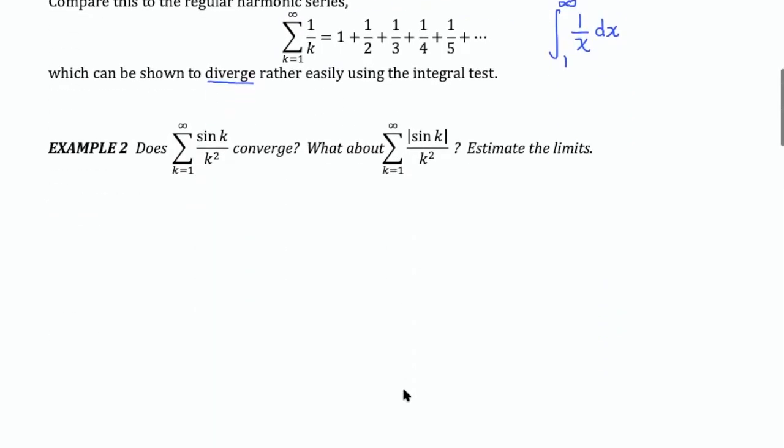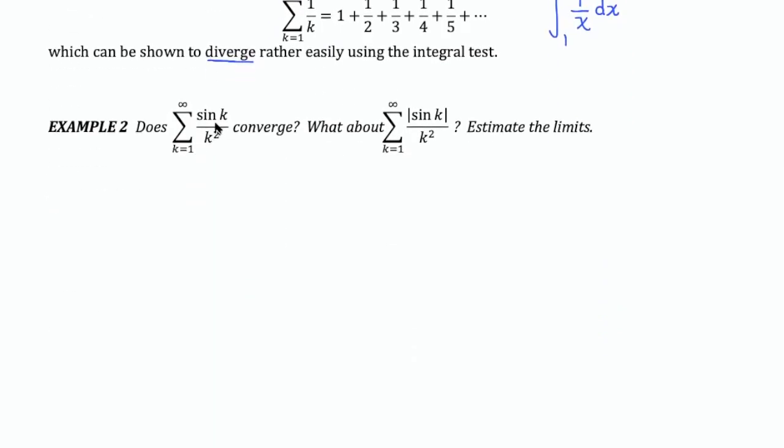Now we're going to look at that link between a series and its absolute value a little bit more closely in this next example. For instance, my original series here is the series k equals 1 to infinity of sine of k over k squared. And if I were to take the absolute value of my a sub k, that would give me the series k equals 1 to infinity. Sine obviously can take on negative values. It's going to bounce between +1 and -1.